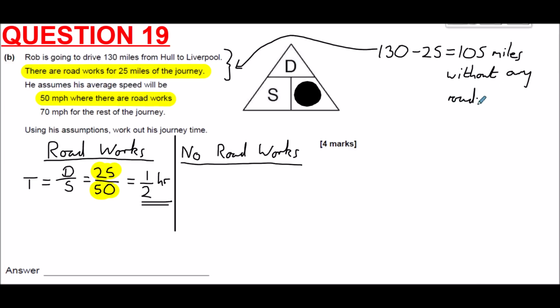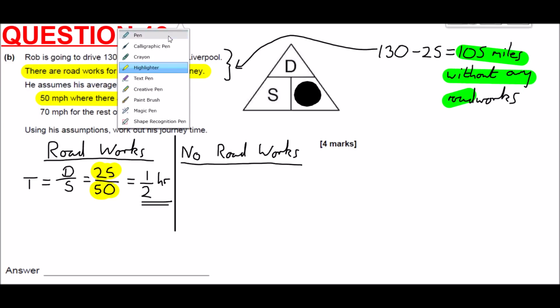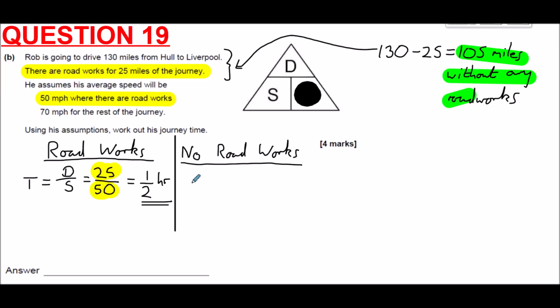So now we've worked this out, but there's 105 miles expected with no roadworks. We can apply the same formula to the section of the journey which isn't going to be affected by any roadworks. So again, because we're working out the journey time, the time taken will be the distance covered divided by the speed. Now in this case, where there's no roadworks, is going to be 105 miles covered, and the speed of that is going to be 70 miles an hour.